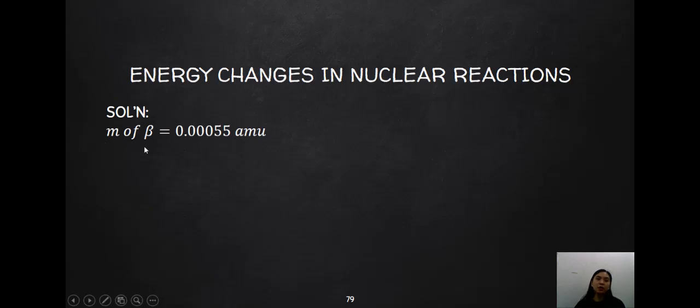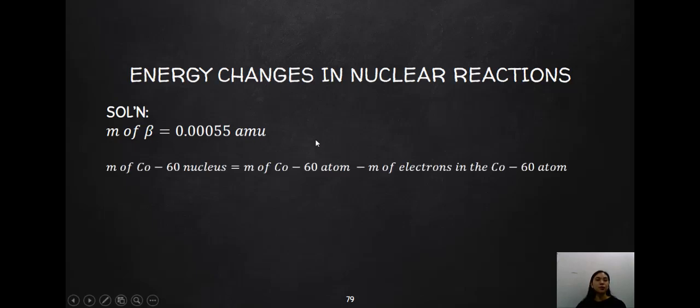So, the mass of a beta particle, please take note of this, it's 0.00055 atomic mass unit. Yan po yung kanyang weight. I think nabigay ko to dun sa mga previous slide. If you take a look dun sa introduction, I was able then to provide the mass of the proton, the mass of the electron, and the mass of the neutron. So, mass of your beta particle or your electron is 0.00055 atomic mass unit.